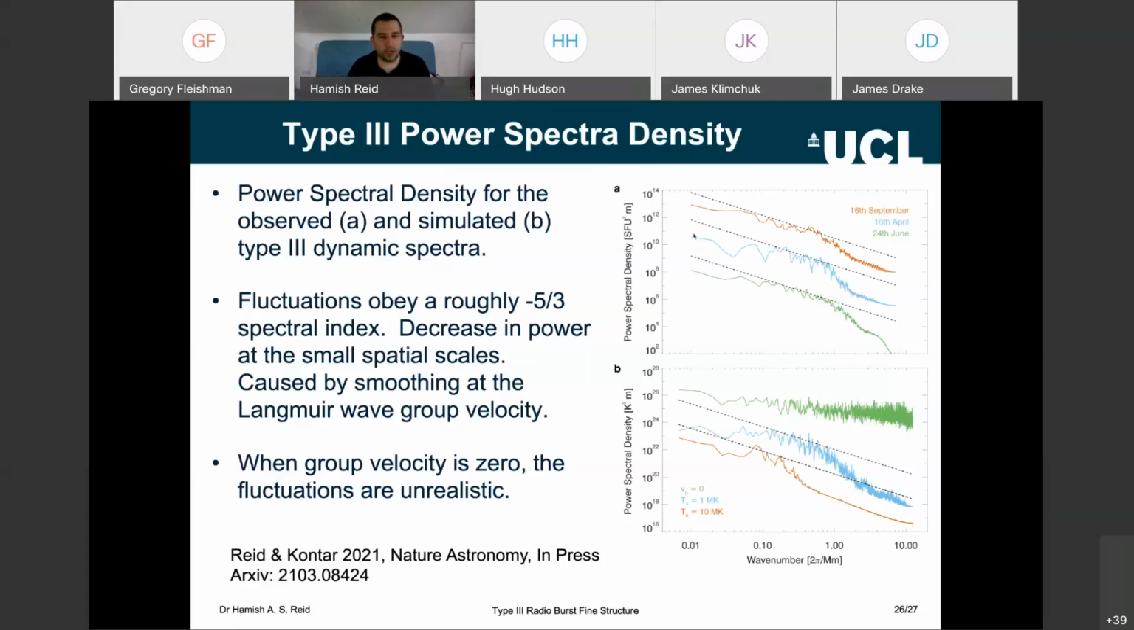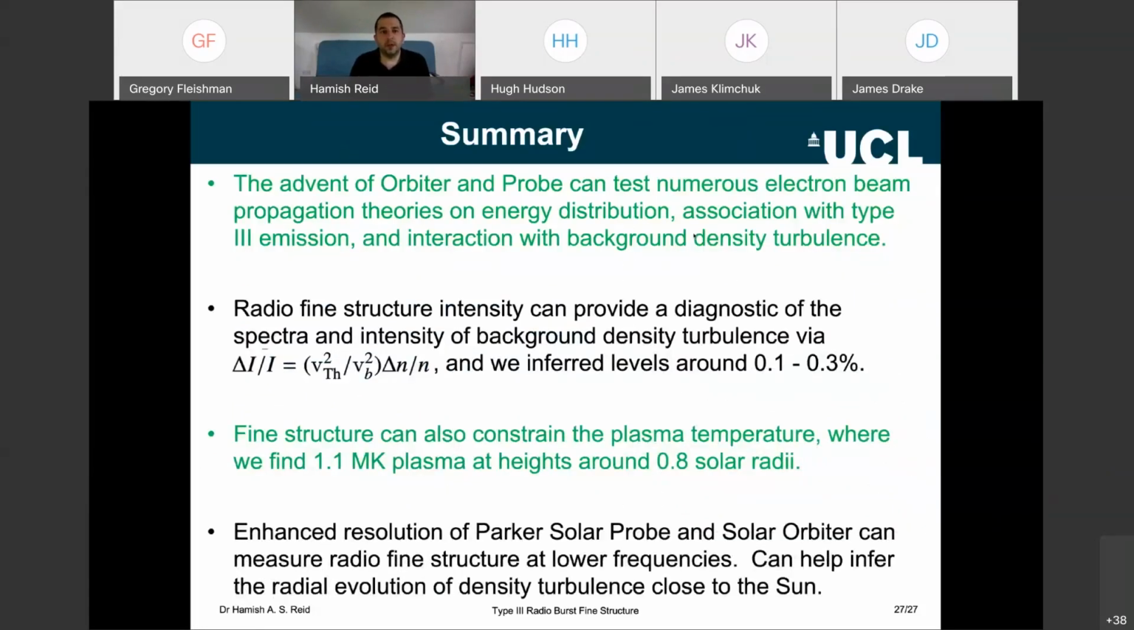Okay, and so with my time's nearly up, I'll come to my summary, which is that with the advent of Solar Orbiter and Parker Solar Probe, we can test numerous electron beam propagation theories about the energy distribution, their association with the type 3 radio emission, and how their propagation and their interaction with the background density turbulence produces the radio emission. I also showed that the radio fine structure intensity provides a density diagnostic, sorry, of the spectrum and the intensity of the background density turbulence via the formula we found. And we inferred levels of about 0.1 to 0.3.